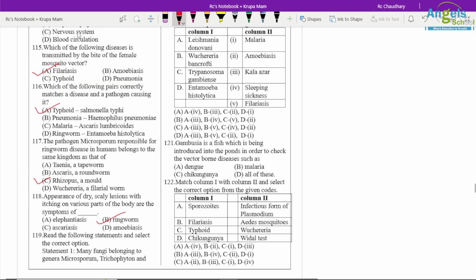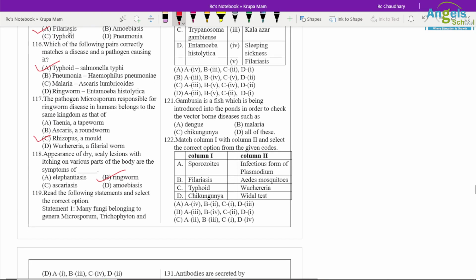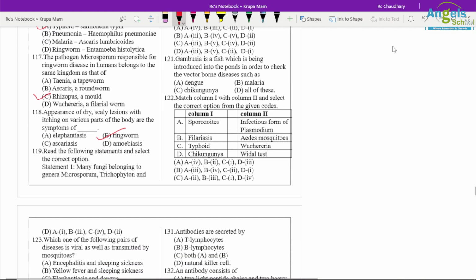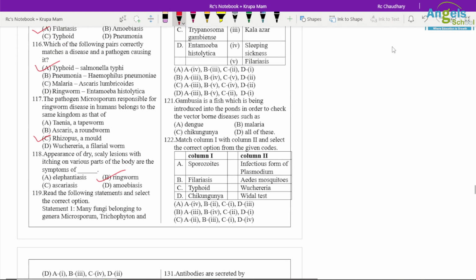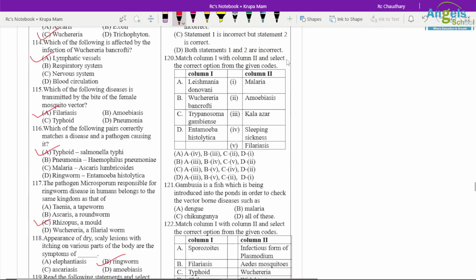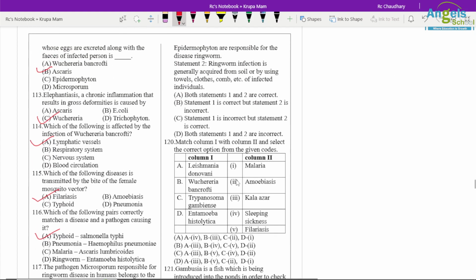Read the following statements and select the correct option. Statement 1: Many fungi belonging to the genera Microsporum, Trichophyton and Epidermophyton are responsible for the disease ringworm. Correct. Statement 2: Ringworm infection is generally acquired from soil or by using the towel, cloth, comb, etc. of an infected individual. So again, it is a correct option. So both statements are correct.